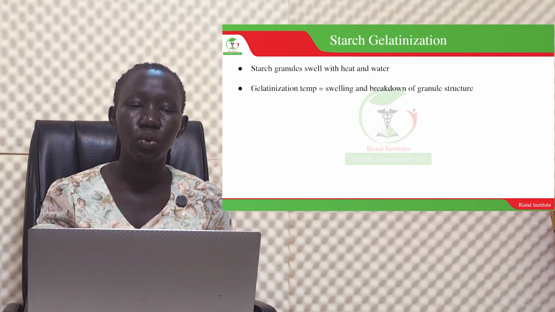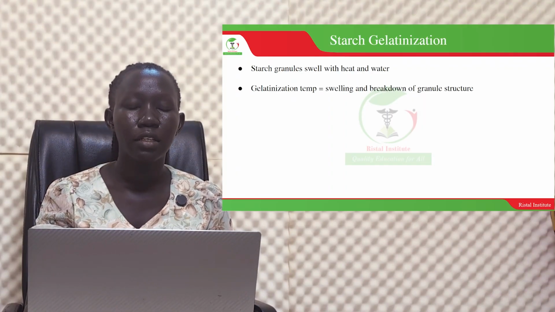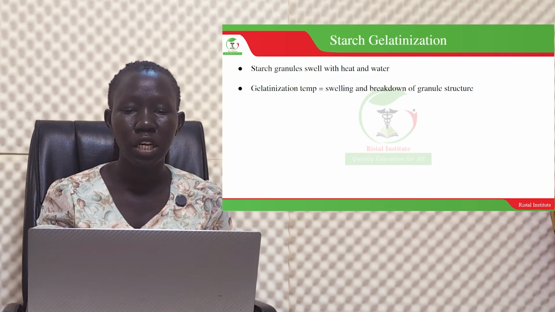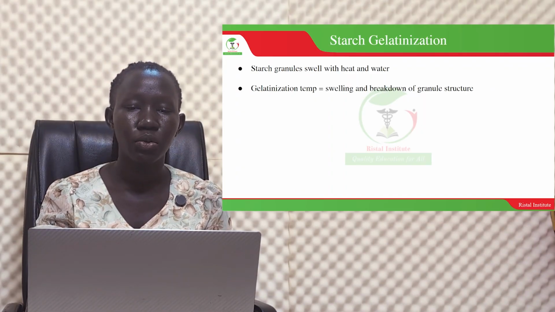Starch gelatinization. Here, the starch granules swell with heat and water. Upon application of a certain temperature, the starch swells and then breaks down the granule structure. And this is the process of gelatinization.